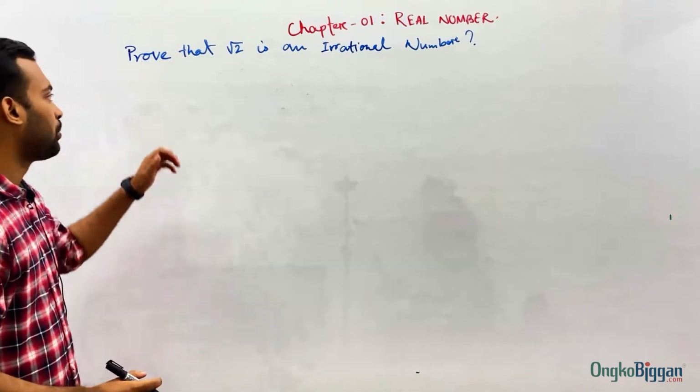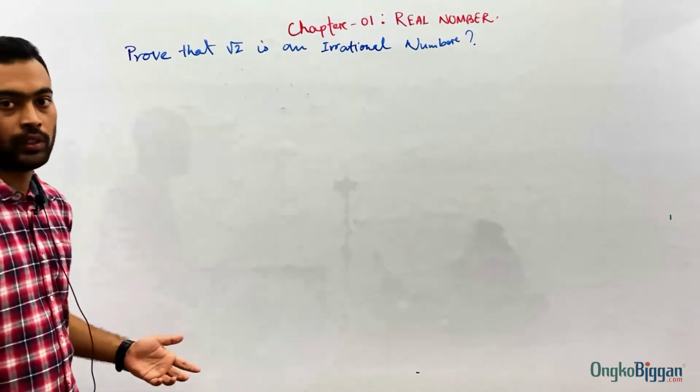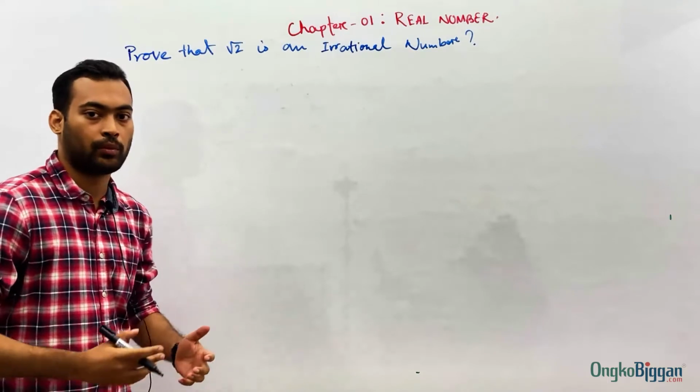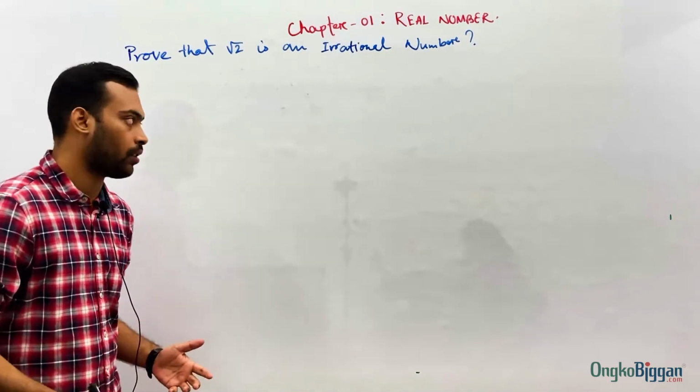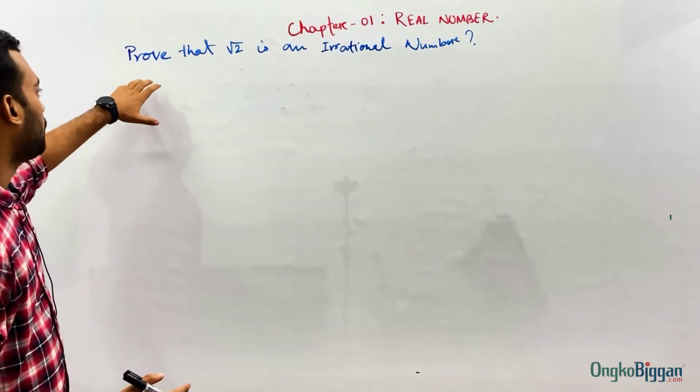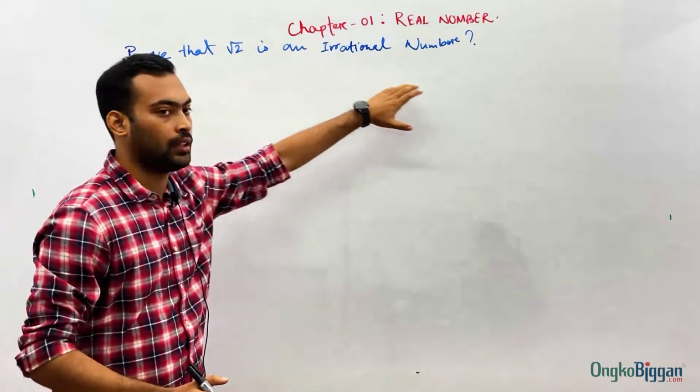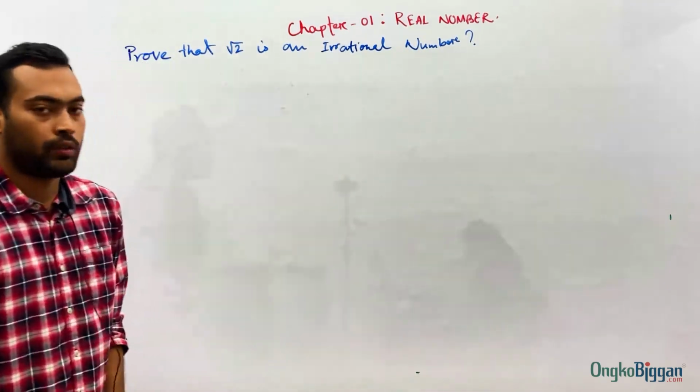Okay, so we're going to see a problem which is very important for this chapter, and you will face this kind of problem every now and then in every sort of exam. So we are asked to prove that root 2 is an irrational number. So how are we going to prove this?